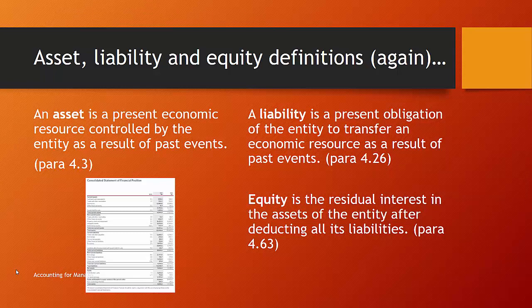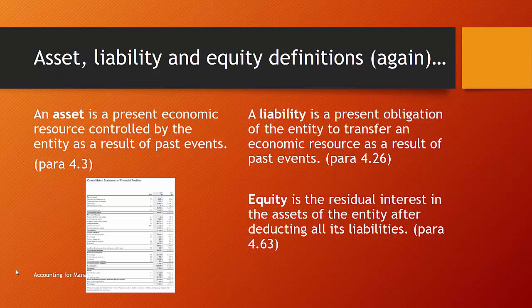Asset, liability, and equity definitions, and yes, we're showing it again. So an asset is a present economic resource controlled by the entity as a result of past events. A liability is a present obligation of the entity to transfer an economic resource as a result of past events, and equity is just whatever's left over.